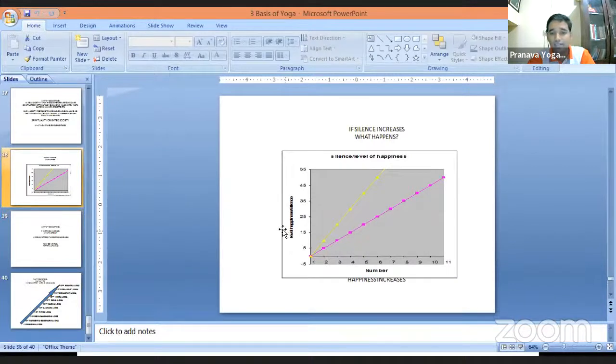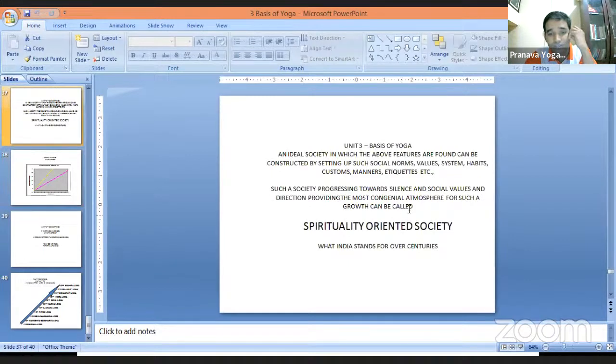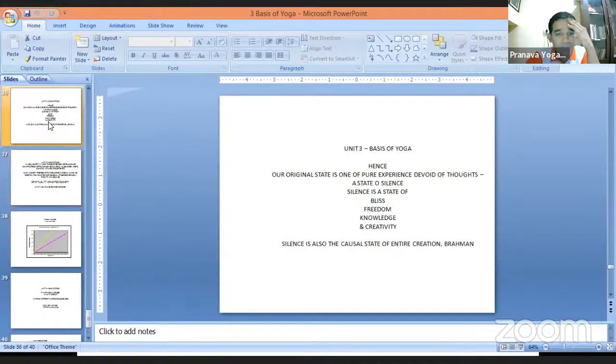In this slide: if silence increases, what happens? As the silence increases, your happiness levels increase. We were in this slide, right? An ideal society in which the... One more slide we missed.